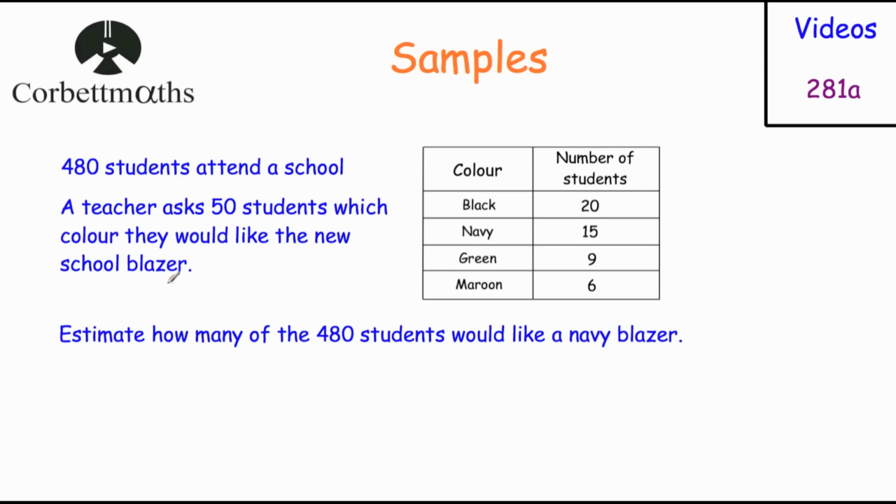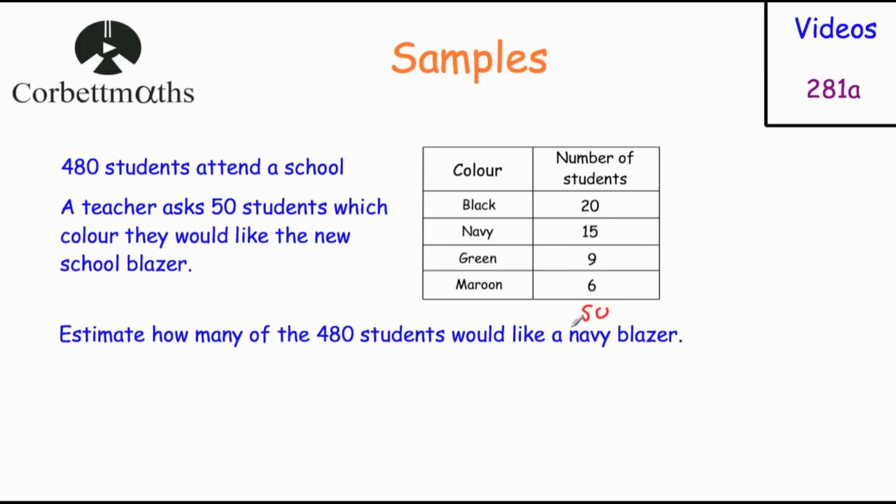But here we've got a question and it says 480 students attend a school and a teacher asks 50 students which colour blazer they would like. So we've got black, 20 students would like a black blazer, 15 students want a navy blazer, 9 students want a green blazer and 6 students want a maroon blazer. And the question says estimate how many of the 480 students would like a navy blazer. Now altogether there was 50 students and we want to work out an estimate for how many students would like a navy blazer.